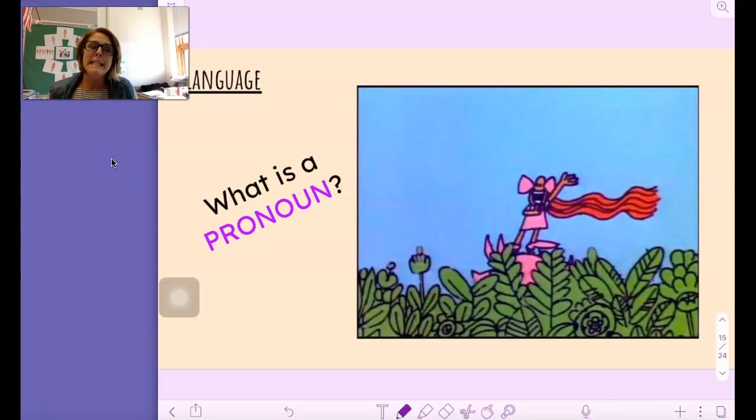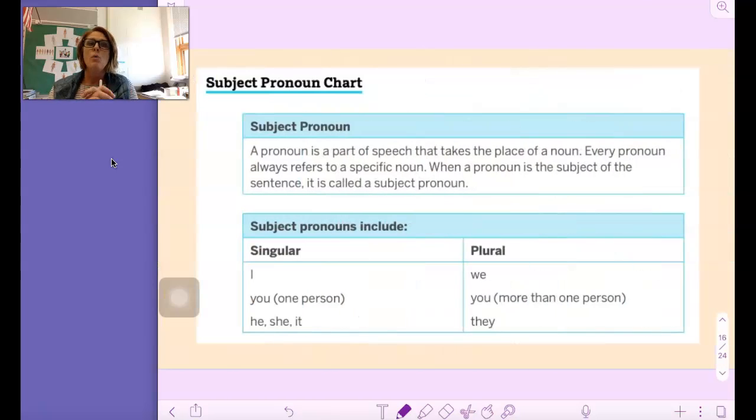Hi, boys and girls. Today for language, we are going to talk about pronouns. Say that with me, pronoun. So what is a pronoun? We're going to talk about subject pronouns.